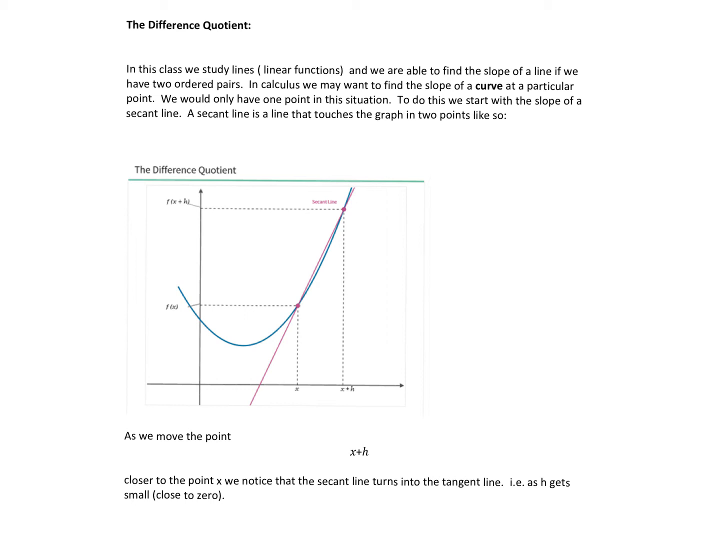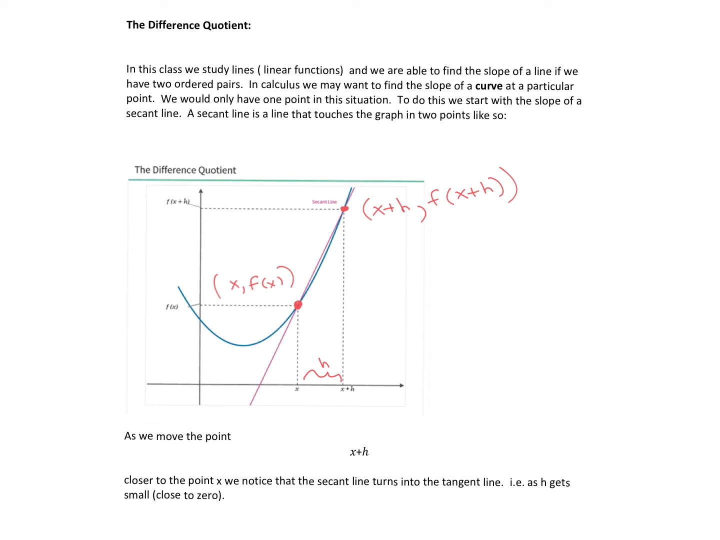So to do this, we start with the slope of a secant line, and a secant line is a line that touches the graph at 2 points. So for this example here, our 2 points would be this point here, which is x comma f of x, and this point up here, which would be x plus h, keeping in mind this is the distance h, and then our function value at x plus h.